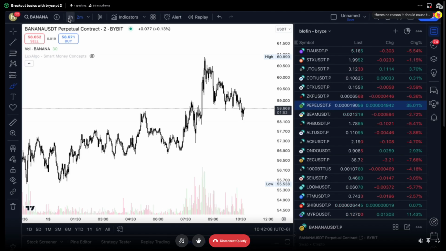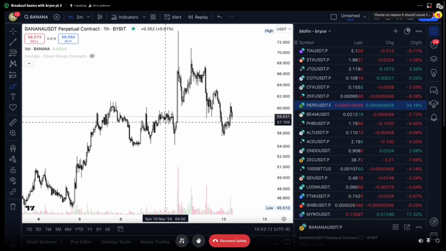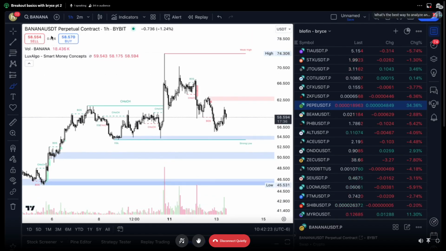Somebody asked about TPs. Where I look to take TPs are just external liquidity. That's it. I normally don't like TPing based on the P&L. Sometimes I do, but for the most part, it's TPing at external liquidity. So let's look at banana, for example.